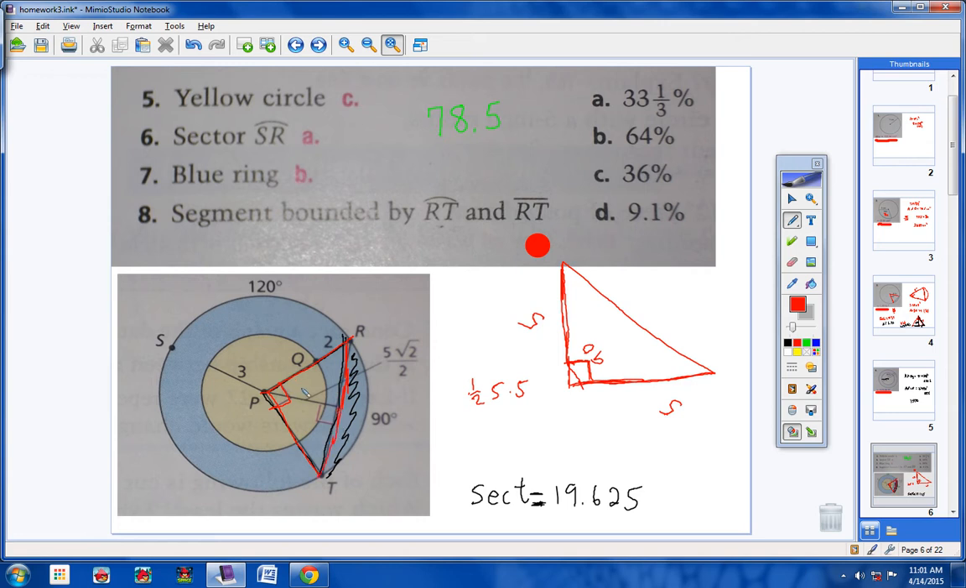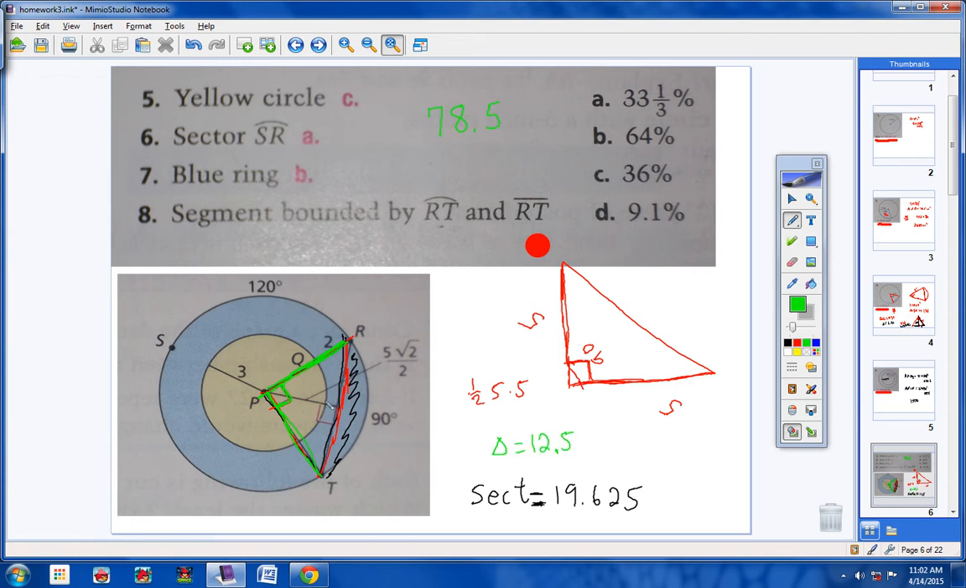Listen, let's review. Anytime your central angle right here is 60, then your triangle will be a 60, 60, 60 triangle, always equilateral. Anytime your angle right here is 90, you can find the area by taking the radius times 1/2. In other words, base times height divided by 2. Please don't forget that, it makes it a lot easier. So the area of the triangle is 12.5.